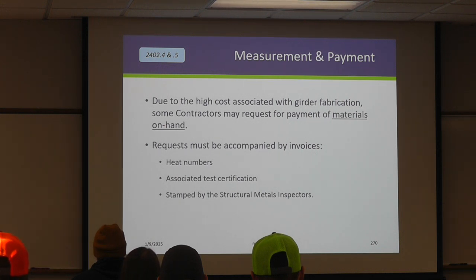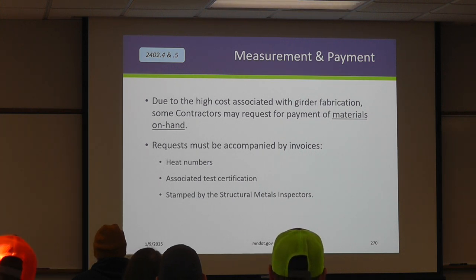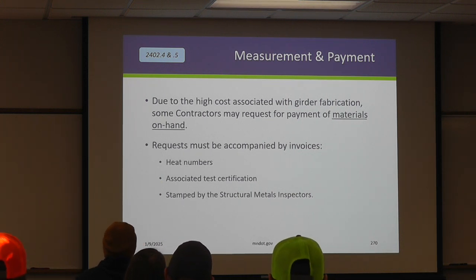And what I will tell you is on a typical steel bridge, from the day it's awarded, the earliest you'll see that steel show up on the job is a year later. So, it's costly to bring in all of this material, right? And the fabricator, in theory, has to float that bill for the whole project. It's where we allow material on hand payments to occur. And so, really, if the contractor is requesting this, it's very, very common. That request needs to be accompanied by invoices with heat numbers, test certifications, and all of that stuff should be stamped by a structural metals inspector.